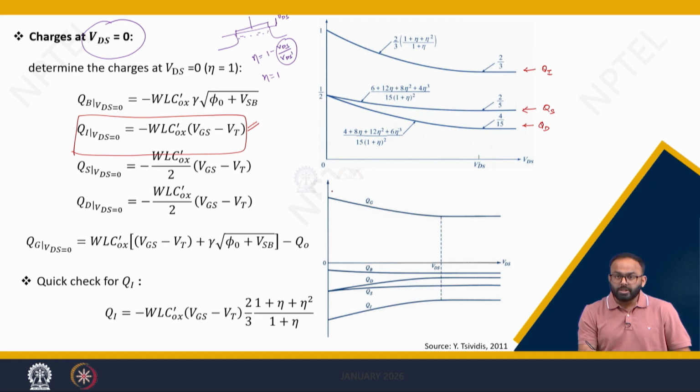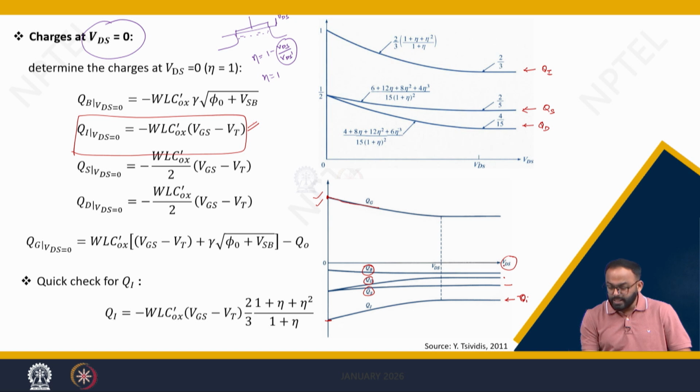This graph shows how my charge varies with respect to VDS. For example, if your VDS is equal to 0, there is a gate charge, but when you increase the drain voltage, the gate charge reduces towards the drain. Similarly, let us say this is your inversion charge. So, this is Qi, this is Qs, this is Qd and Qb.